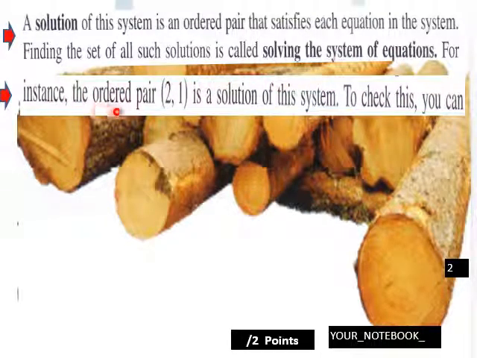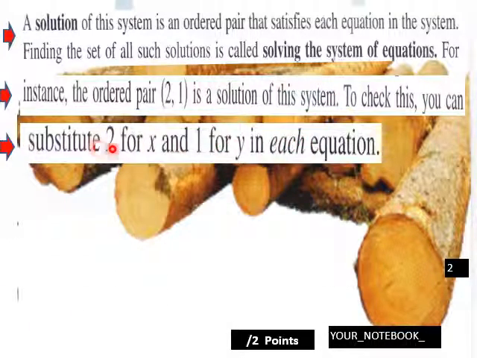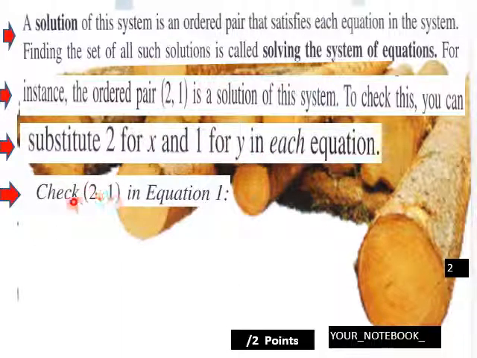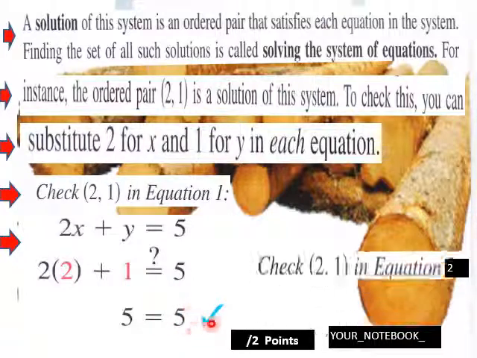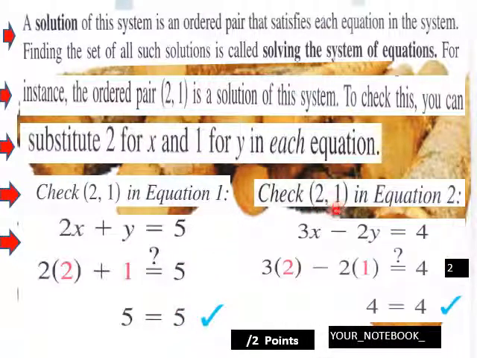For instance, the ordered pair (2, 1) is a solution of this system. To check this, you can substitute 2 for x and 1 for y in each equation. Check (2, 1) in equation 1. So here's our check for equation 1: 2 times 2 plus 1, does that equal 5? It does, so it checks. And then check (2, 1) in equation 2. We have 3x minus 2y equals 4: 3 times 2 minus 2 equals 4. That checks as well.